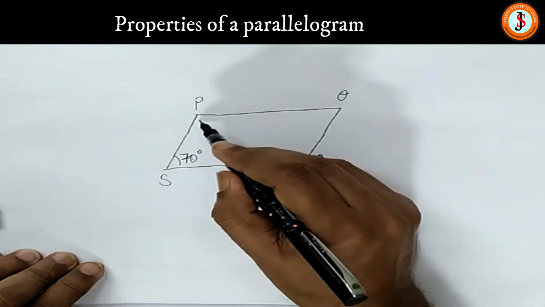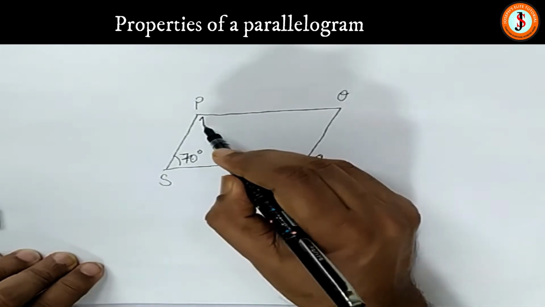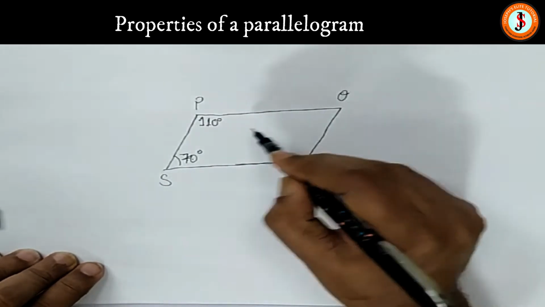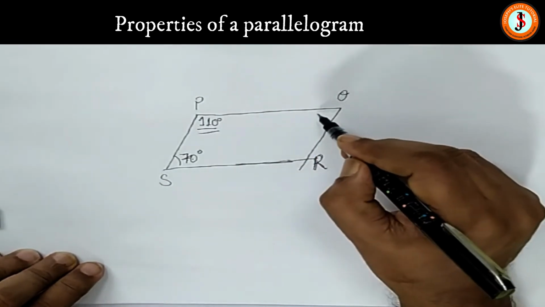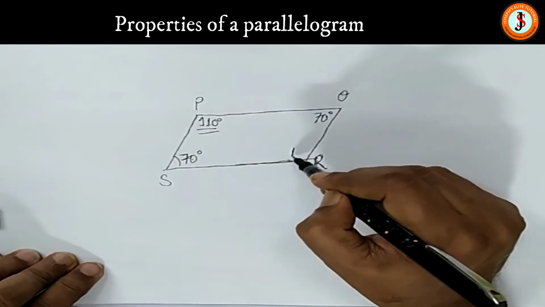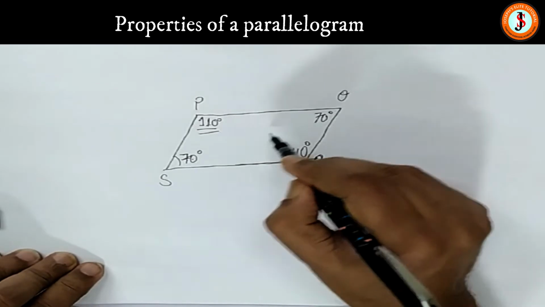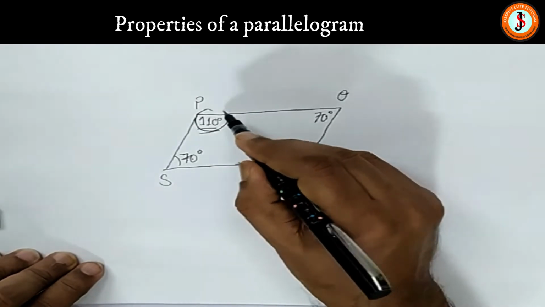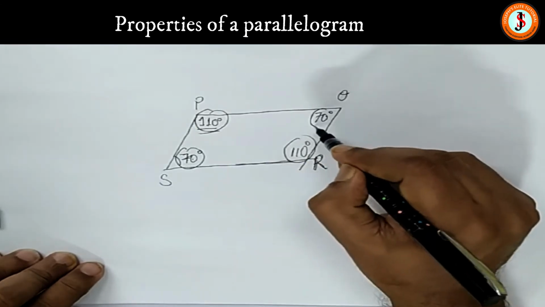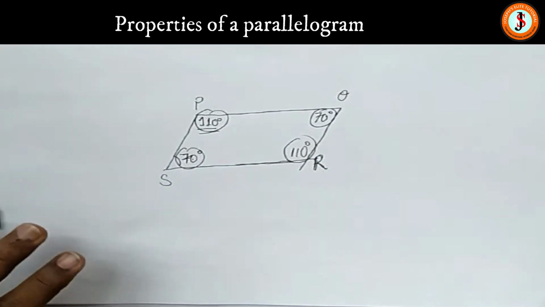That means if this is 70, how much will be this? 110. And if this is 110, now again these two will sum up to 180, so what this becomes again? 70. And if this is 70, this becomes how much? 110 degrees. So that means in a parallelogram, if you know one angle, you know all the angles, isn't it? So the questions on angles are very easy.